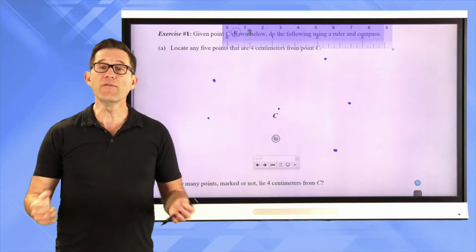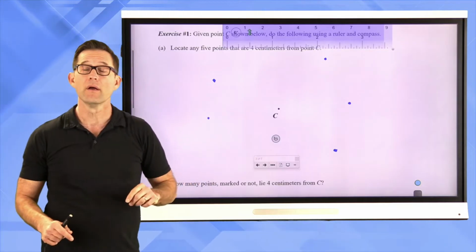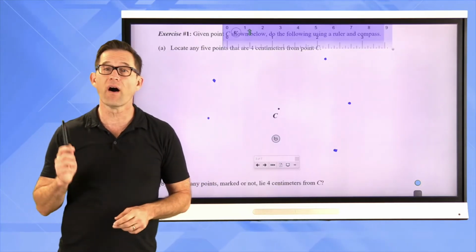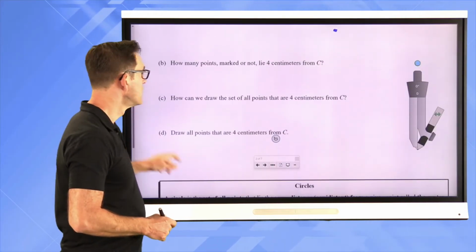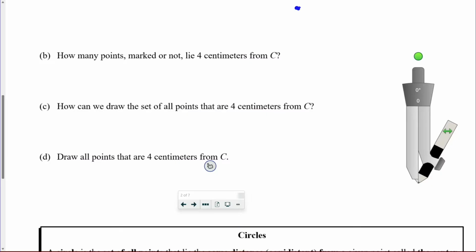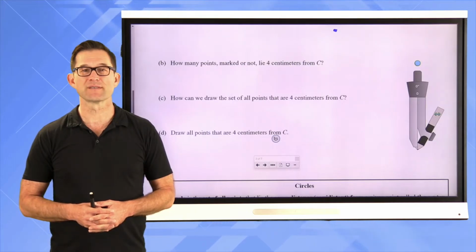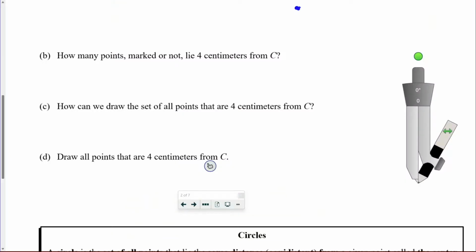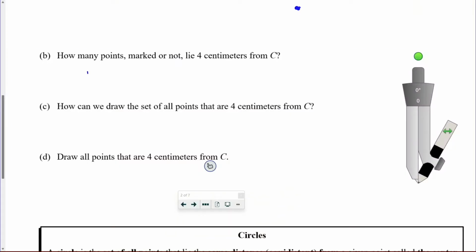In fact, there are an infinite number of points, right? Because I can put one up here and one over here and one down here. There are lots and lots of points that are 4 centimeters away from point C. In fact, let's take a look at that in letter B. How many points, marked or not, lie 4 centimeters from C? Why don't you go ahead and write down what you think the answer to this question is. All right, well, it's an infinite number of points.